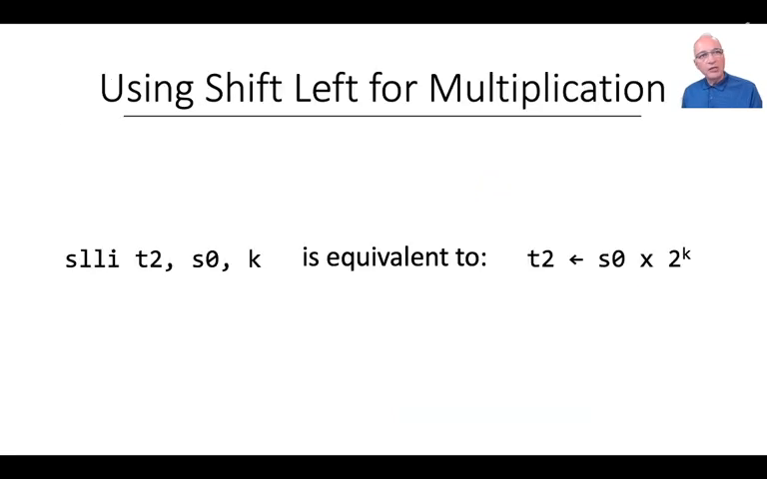In general, if I do a shift left logical by k bits, this is the equivalent of multiplying the number that I'm shifting by 2 to the k. This is actually very useful in many places because a shift operation is much less expensive than a multiply operation. So whenever we need to multiply by an integer power of 2, we are much better off using a shift left operation than using a multiplication operation.